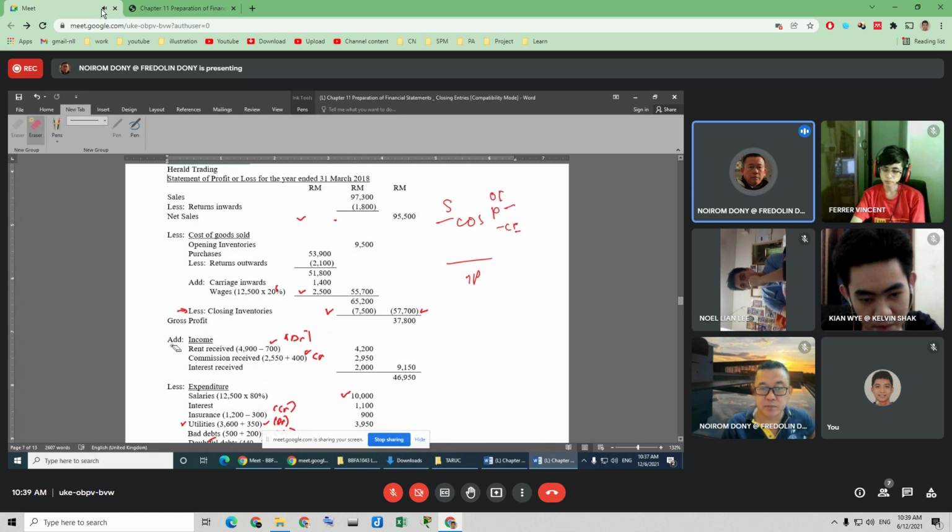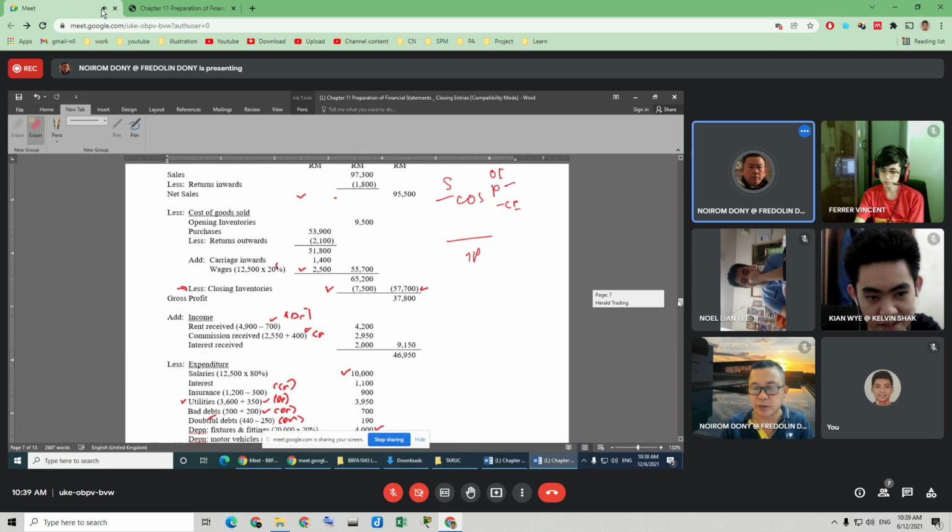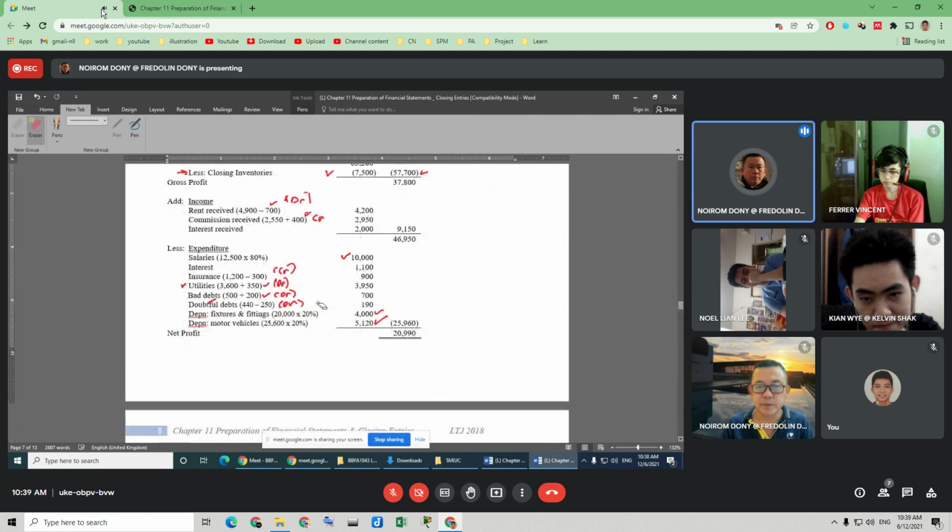So gross profit plus all the other income, you list down on the second column, after all the adjustments you have considered. Then the total amount, you move on to the third column and add it with the gross profit. So we have a total of 46,950. Then you start listing other expenses on the second column, with the adjustments.